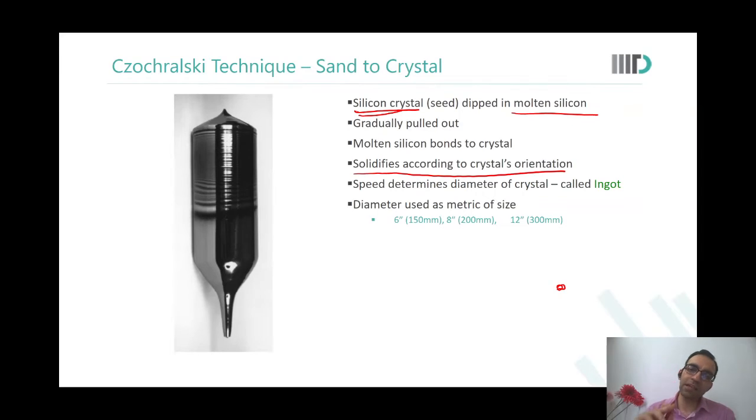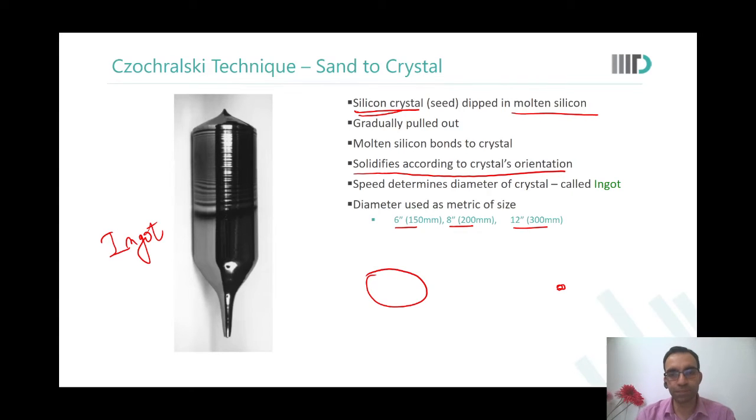Okay, and then you slowly pull out this crystal from this molten mass, and you rotate it and pull it out. The speed with which you pull it out will define the width of this ingot. So this is called an ingot. Based on this, you will be able to make 6-inch, 8-inch, or 12-inch wafers.